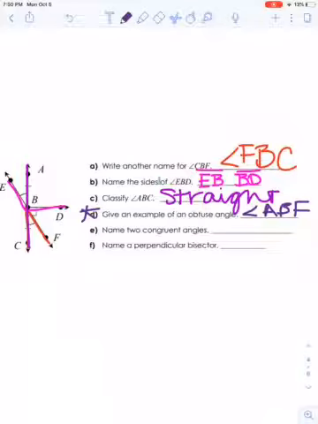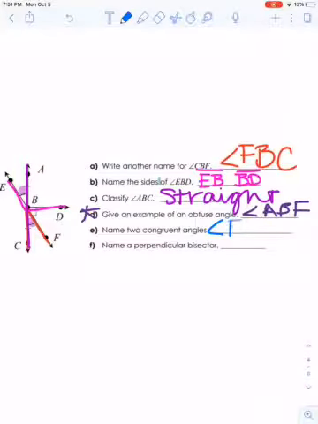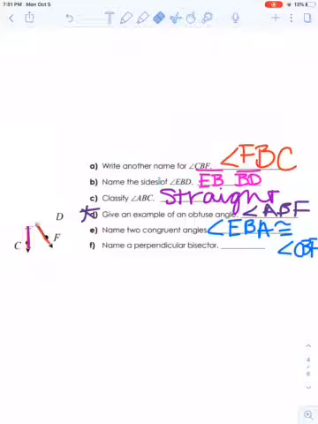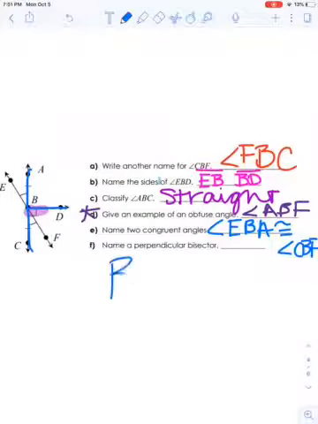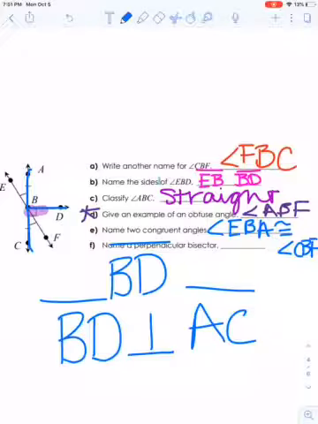Name 2 congruent angles. Remember, vertical angles are congruent. If they have this little symbol right here, they're congruent. Okay? So my 2 congruent angles are angle EBA is congruent to angle CBF. And now name the perpendicular bisector. We're looking for that right angle. So I see a right angle right here. Okay. So that means that I have a perpendicular bisector, BD, and it cuts AC in half. So my perpendicular bisector is BD. So we can say that BD is perpendicular to AC. Okay, but it's asking for my perpendicular bisector.